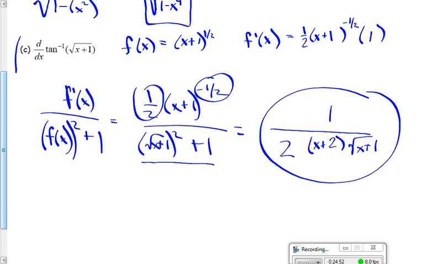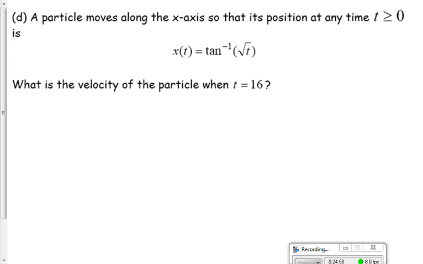Questions on that? Okay. Should we do one little application problem? This will take us back a little bit. We've got a particle that moves along the x-axis, so its position is given by inverse tan of the square root of t. What is the velocity when t is 16? So we want x prime of 16.